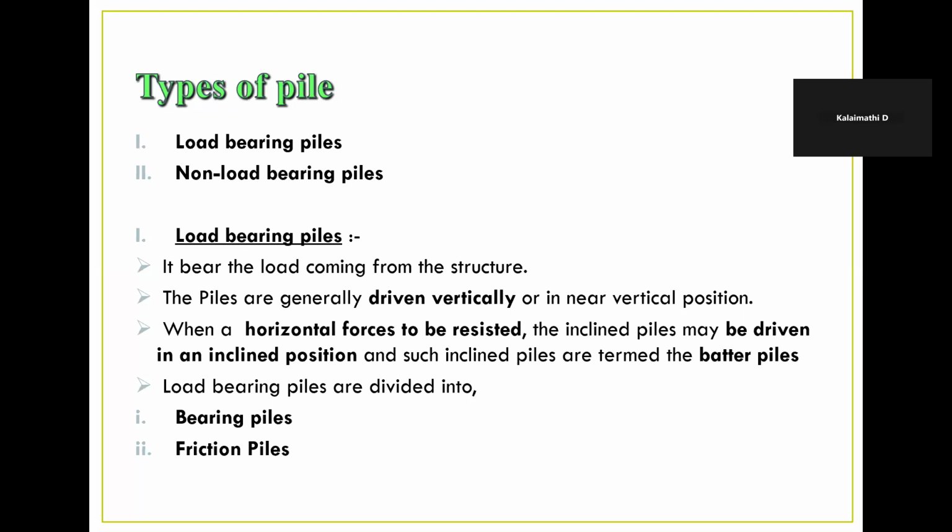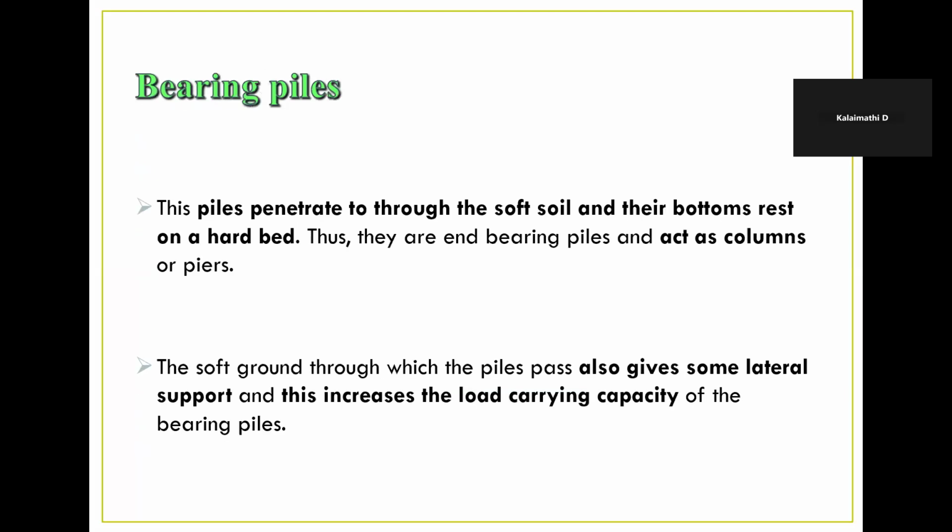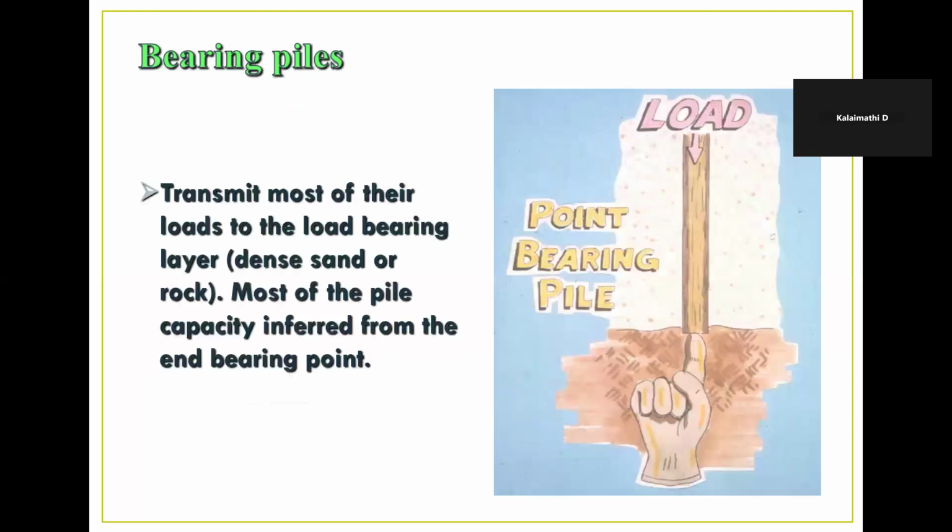Load bearing piles are divided into bearing piles and friction piles. Bearing piles penetrate the soft soil and their bottoms rest on a hard bed. Thus, they are end bearing piles and act as columns or piers. So it is nothing but two in one, which is a very great advantage. As you can see in this picture, they transmit most of their loads to the load bearing layer, especially in dense sand or rock. Most of the pile capacity is derived from the end bearing point, hence they are called bearing piles.